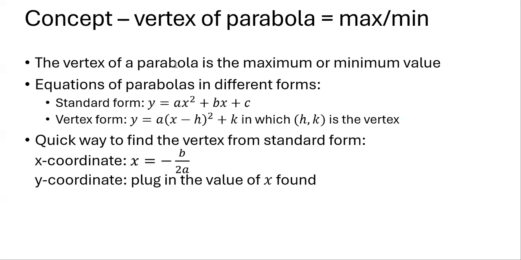Let's recall this first. The vertex is the point of symmetry, if I remember, for parabolas and for absolute value functions. Remember that? It's also the max or the min for parabolas. So let's recall equations of parabolas in different forms. In standard form, you might remember this, especially if you use the quadratic formula: y equals ax squared plus bx plus c. You should have also learned vertex form, where it's y equals a times (x minus h) squared plus k, and (h, k) is the vertex.